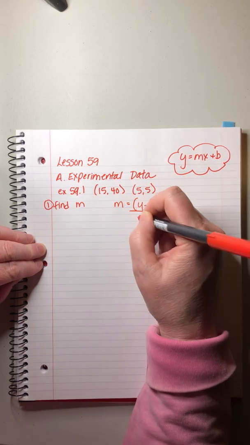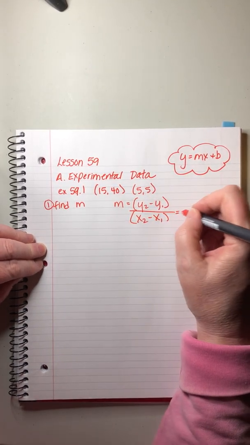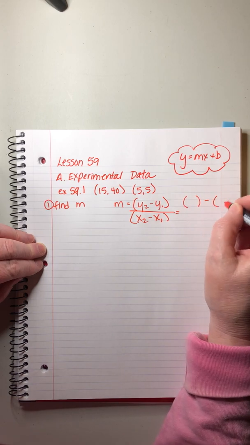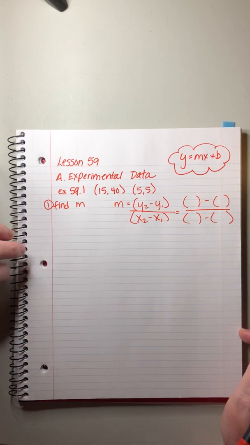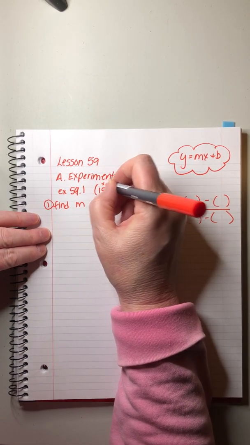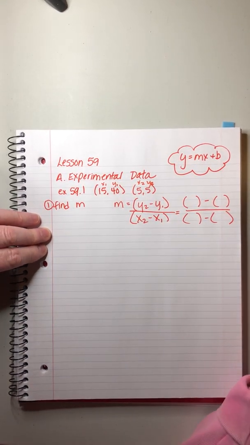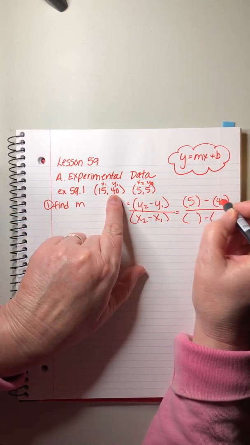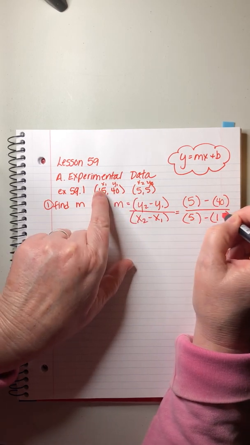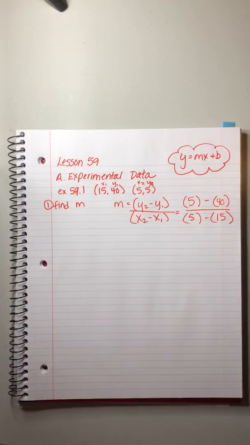y2 minus y1 over x2 minus x1. Okay, so now all we have to do, I don't know why I did the parentheses that way, it wasn't necessary. Okay, use your buckets just to be sure. Let's call this x1 and y1, x2 and y2. Ready? y2 is 5, y1 is 40, x2 is 5, x1 is 15. Remember that it doesn't matter which pair of points you call the 1 points and the 2 points, as long as they're consistent and you call the right points x and y, you're good.